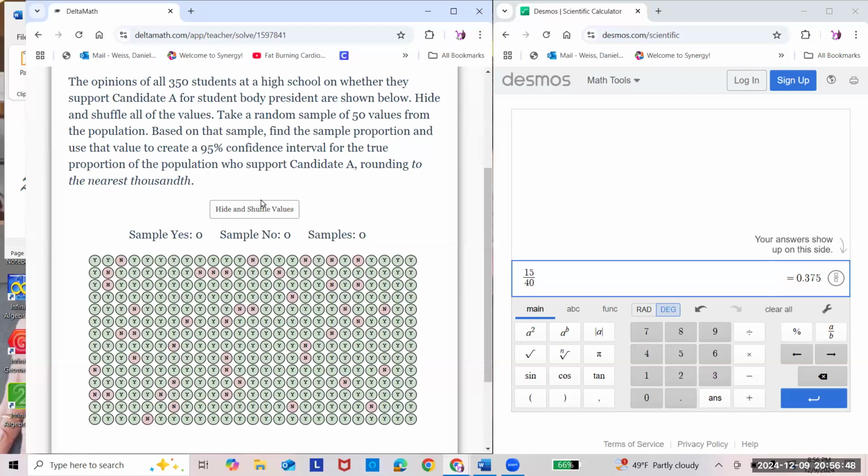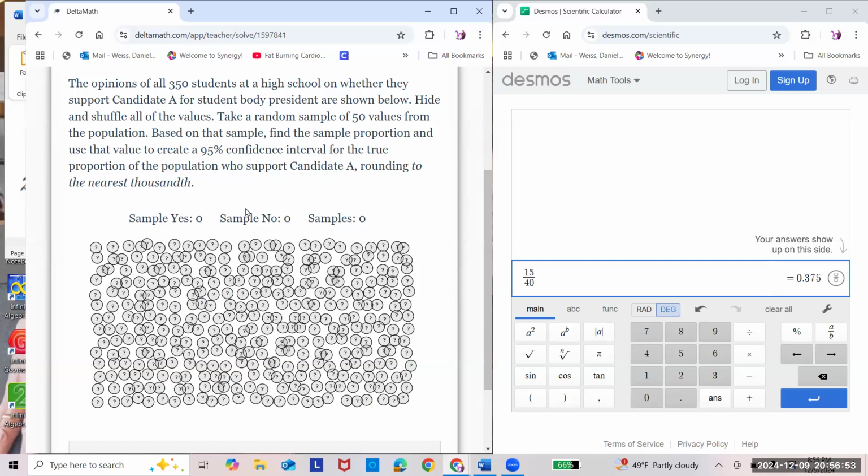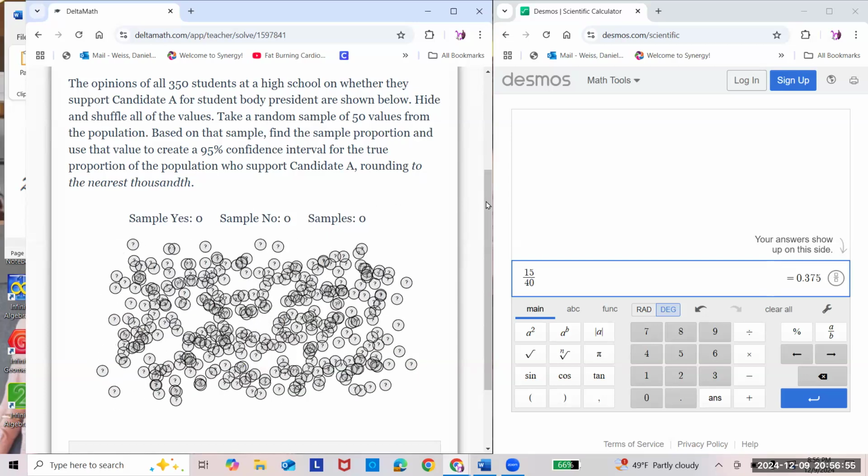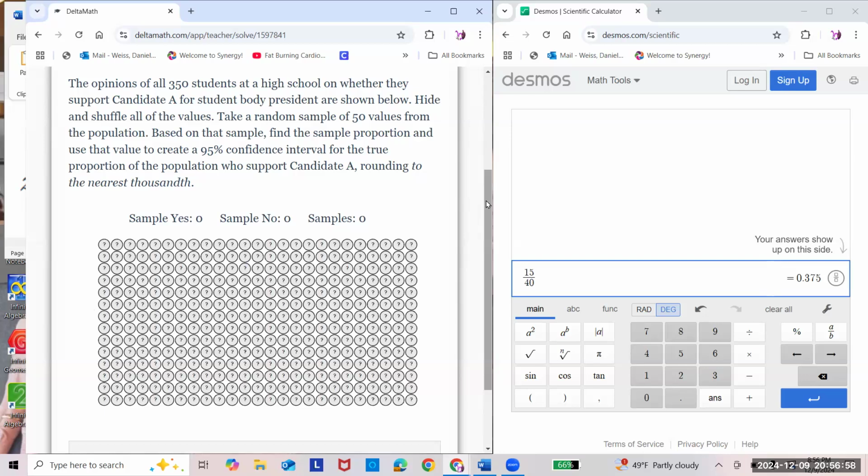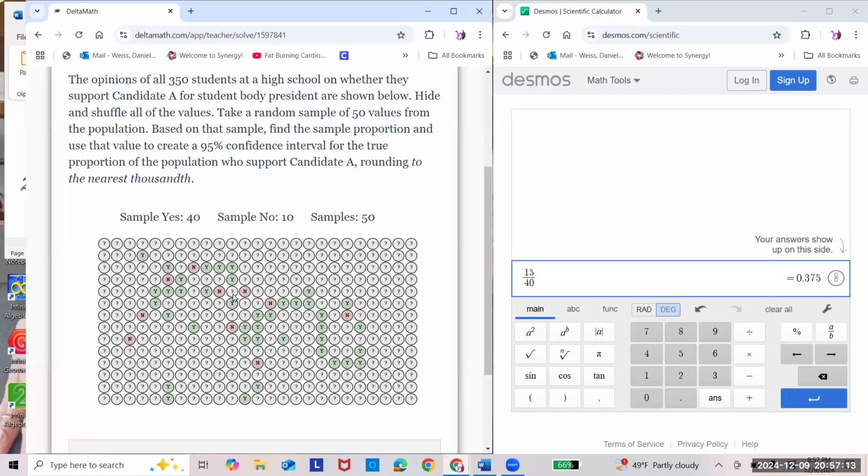Okay. So once again, we're going to click this hide and shuffle values button. All right. Hiding and shuffling. And we're going to pick 50 values. Once again, you could go click 50 times, or you can just click and hold and drag it around and around until you get to 50 and it says, okay, you're done. Okay. So now the number that said yes is 40. The number that said no is 10.